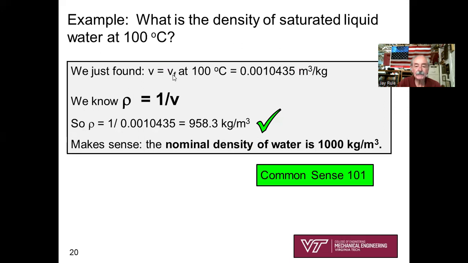Now, if you're asked, what is the density of saturated liquid water at 100 degrees C? What's the density? Well, we just found the specific volume is this tiny number. The density is the reciprocal of the specific volume. And so the density is 958.3 kilograms per cubic meter. And that makes some common sense, right? Because you were taught in high school that the nominal density of water is about 1,000 kilograms per cubic meter, right? You remember that? So we are absolutely on the right track here.